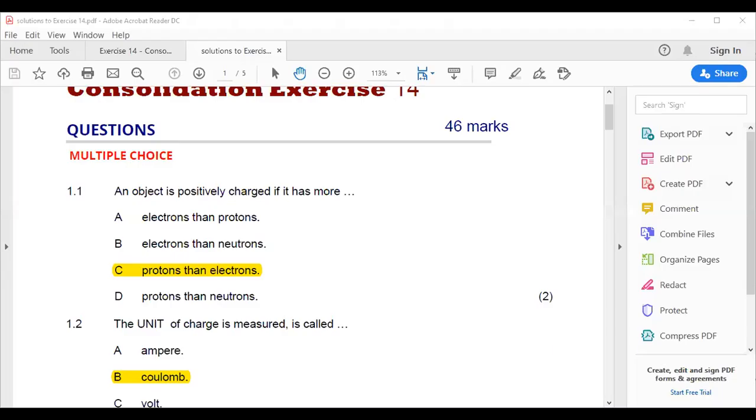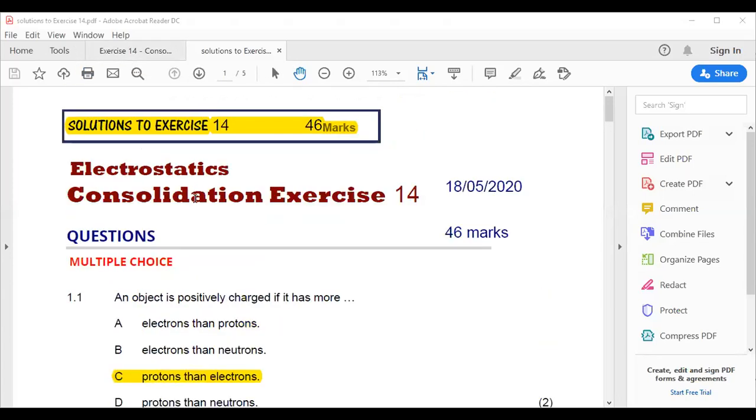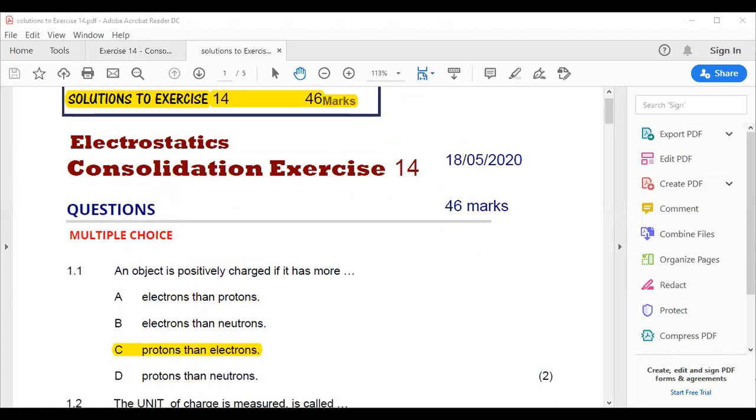We're looking at the consolidation activity today. We need to revise that one, so we're going to go over it. I'll start with the multiple choice. Let me just record this meeting here. Okay, right. So we start.